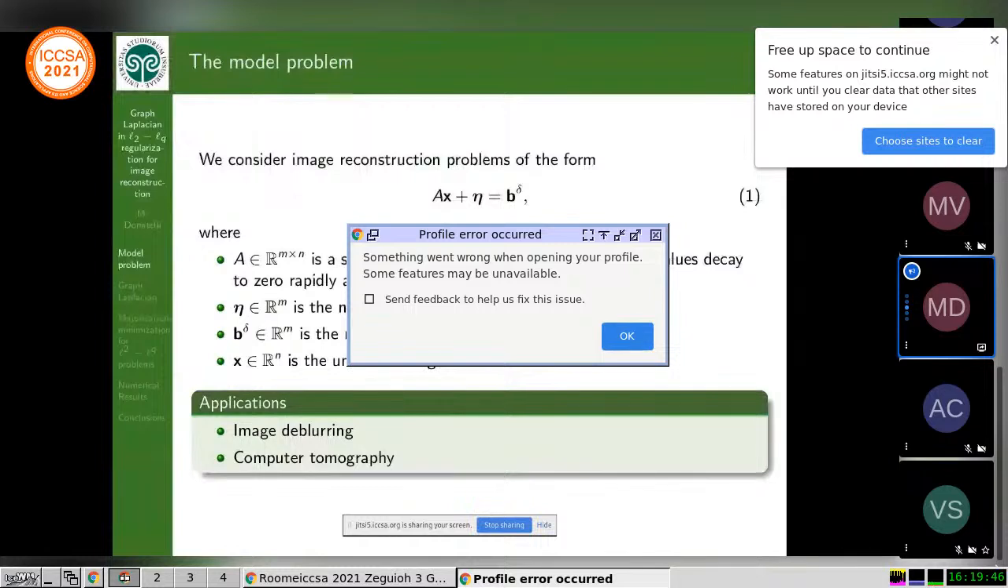So for our image reconstruction problem, we consider noisy data, where in our case we will use the discrepancy principle, so we assume to know the noise level delta. But this is not crucial, since other strategies for estimating the regularization parameter, like generalized cross-validation, can be applied. The applications that we have in mind, and that I will show in the numerical results, are exactly image deblurring and computer tomography.